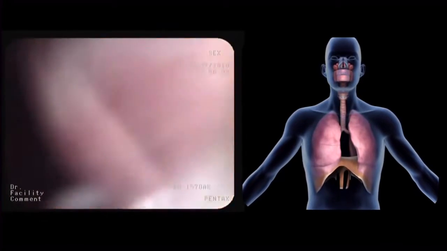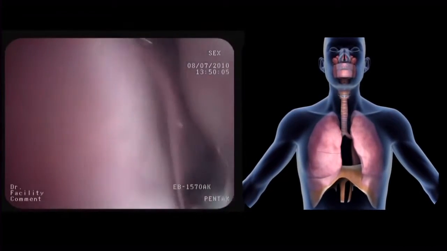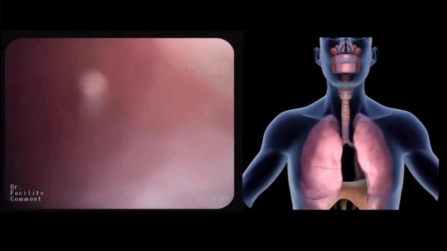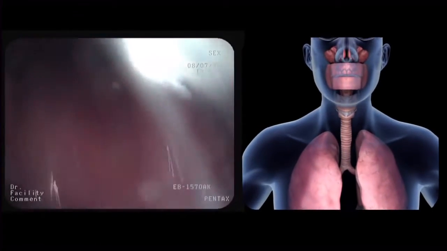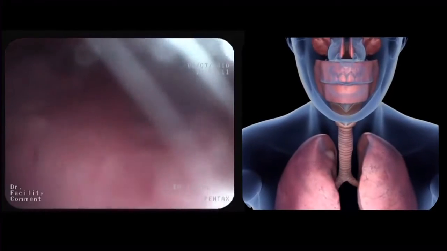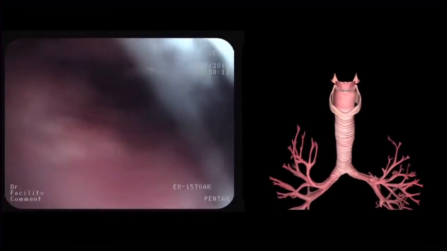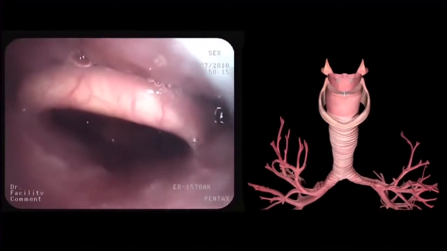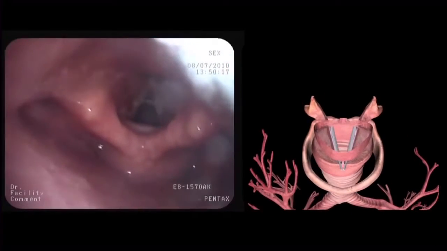In this film, we perform a tour of the normal segmental anatomy of the bronchi by means of bronchoscopy on a healthy volunteer under local anesthesia. After passage through the nose, the pharynx and the epiglottis, the glottis is reached.